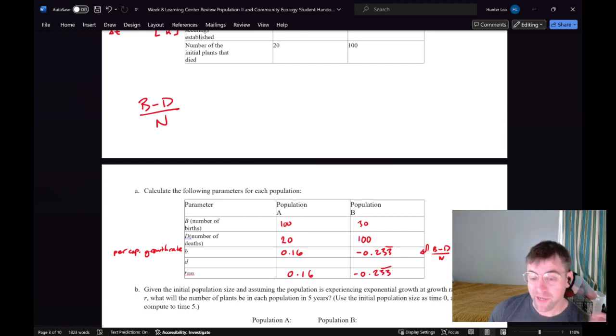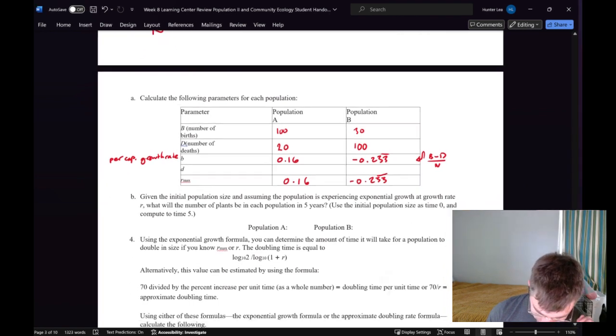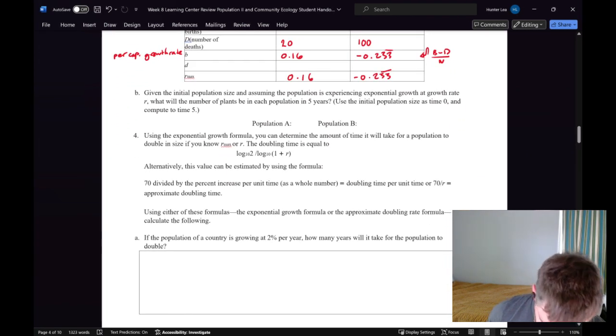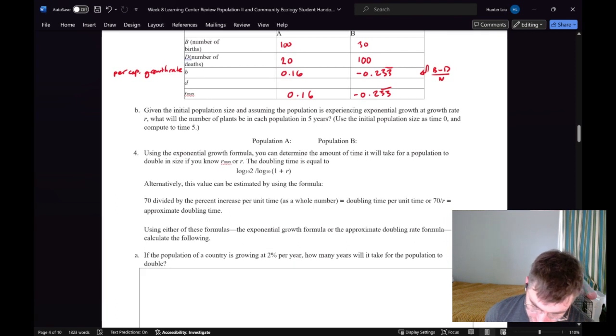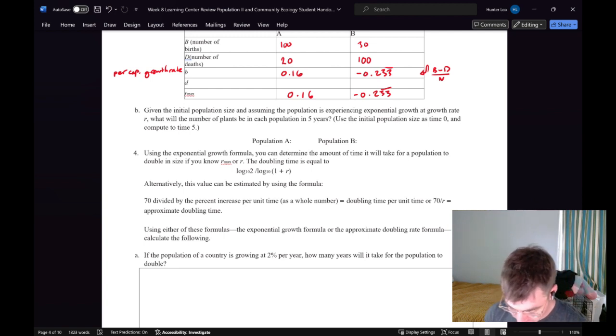Same thing there. I'm not sure what D is. It's not labeled. I don't think we need to worry about it. So given the initial population size and assuming the population is experiencing exponential growth at growth rate R, what will the number of plants be in each population in 5 years? Use the initial population size as time 0 and compute to time 5.